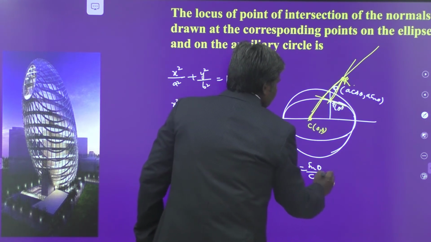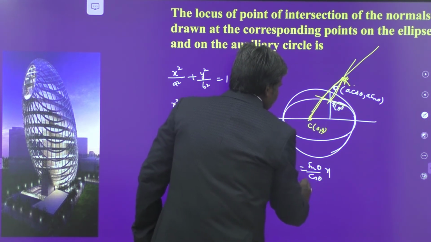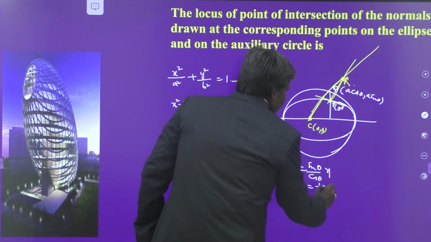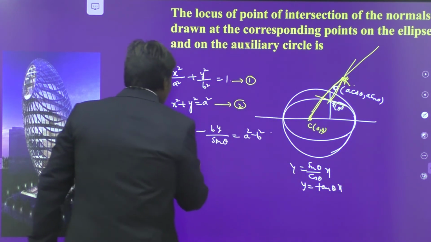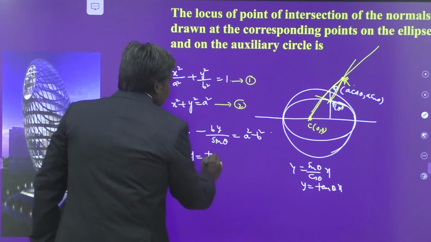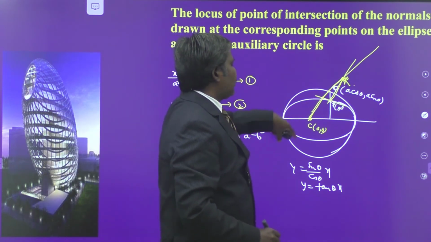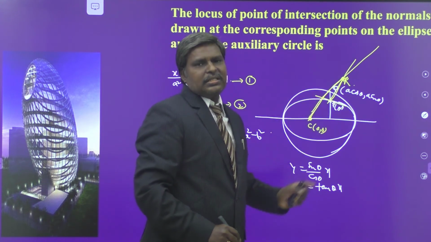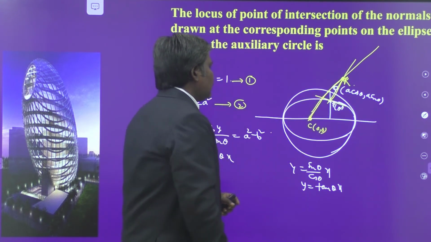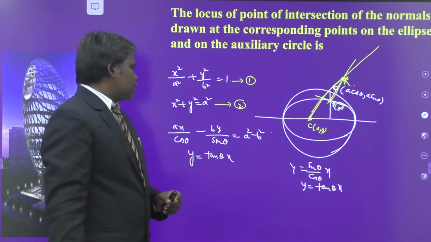This is y is equal to sin theta by cos theta into x. Y is equal to tan theta into x. So y is equal to tan theta into x is the equation of normal at Q to the auxiliary circle. What is the auxiliary circle? X square plus y square equal to a square.